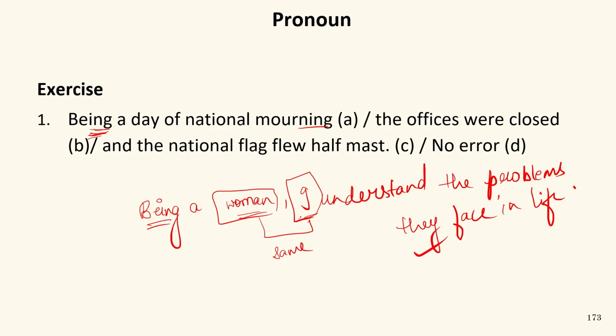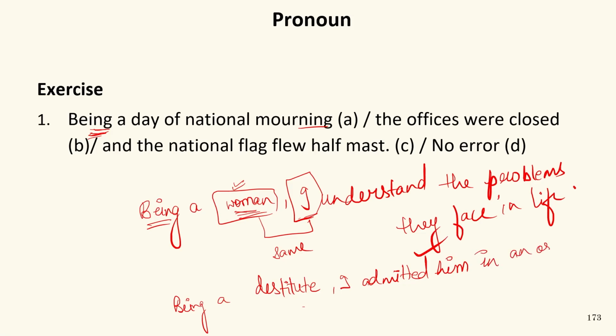But if these two words are not same, we have to use a word or a subject or a nominative case for this particular thing. Now, if a sentence is like, being a destitute, I admitted him in an orphanage.